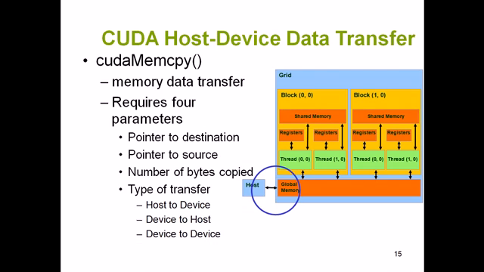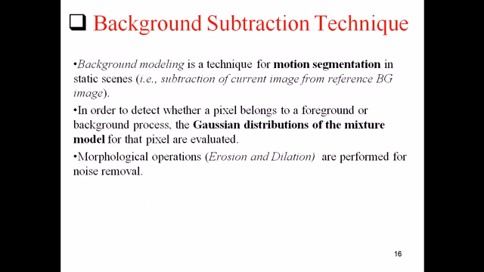Data transfer: how data is transferred between device and host. cudaMemcpy is the function that is responsible for data transfer. It requires four parameters: pointer to destination, pointer to source, number of bytes copied, and type of transfer. There are three types of data transfer: host to device, device to host, and device to device.